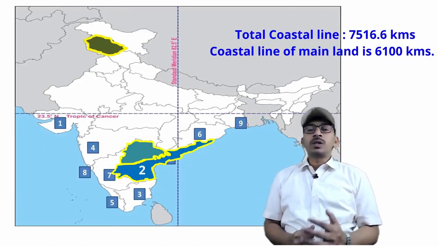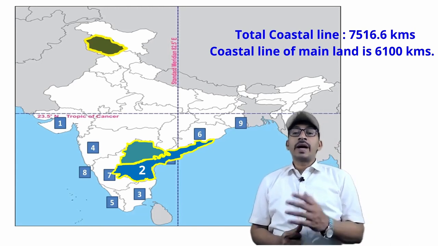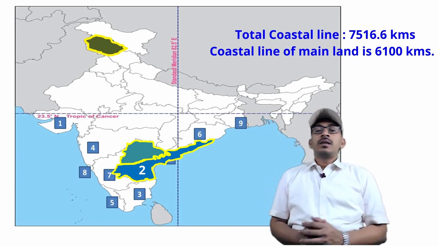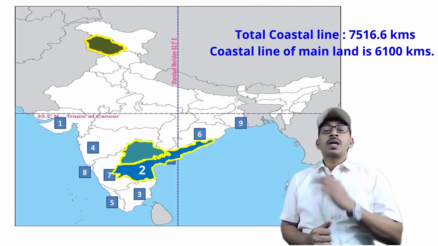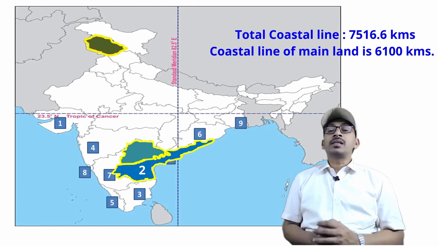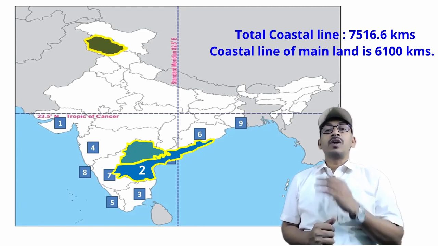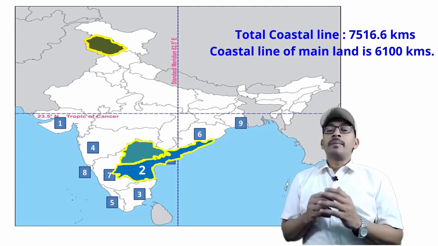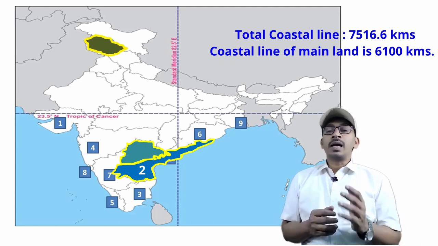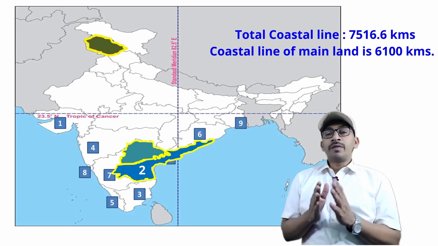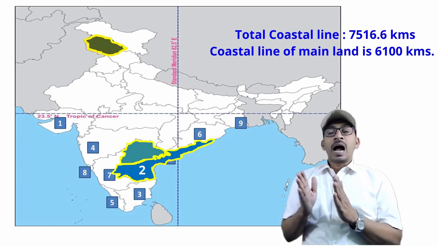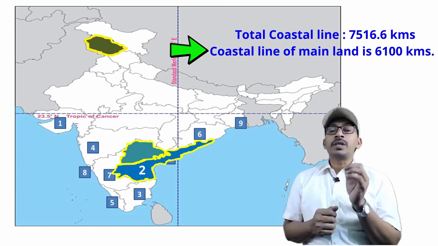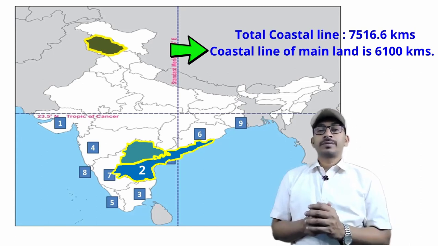The total length of the coastline of India is 7,516.6 kilometers. The total coastline length of the mainland is 6,100 kilometers. The 1,400 kilometers of coastline belongs to the Andaman Nicobar and Lakshadweep Islands. When we exclude the islands of Andaman Nicobar and Lakshadweep, the mainland has a coast of 6,100 kilometers.